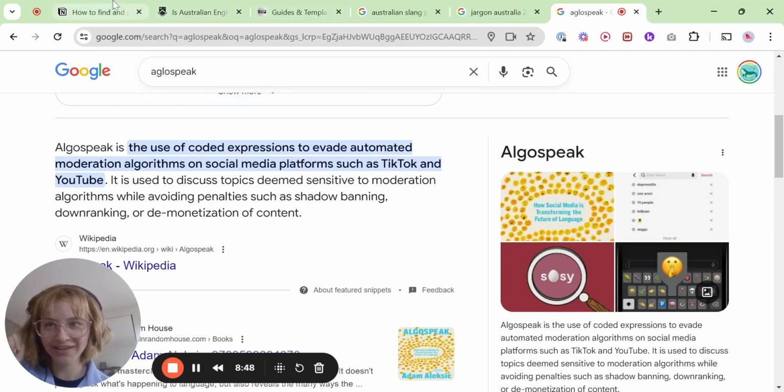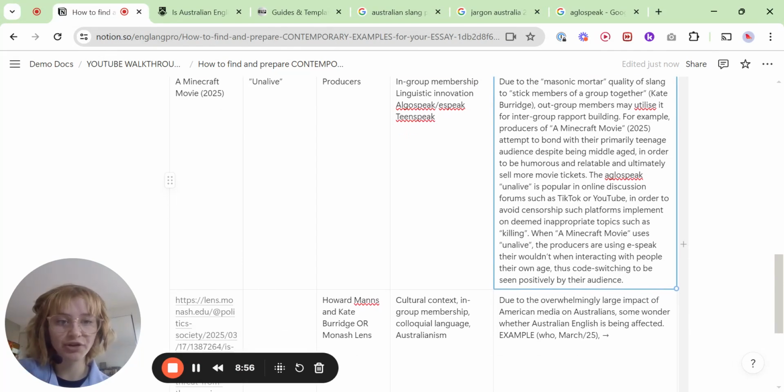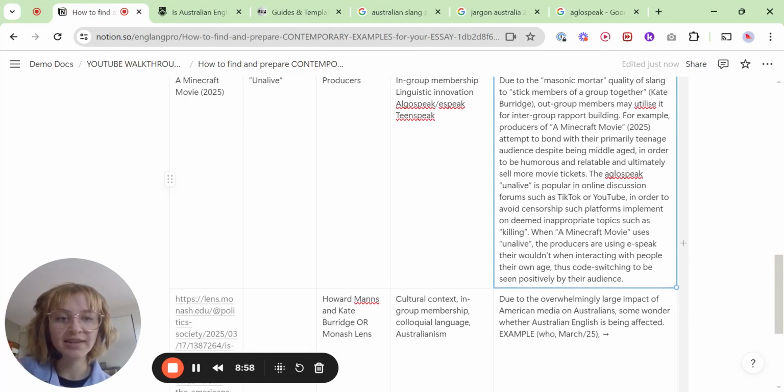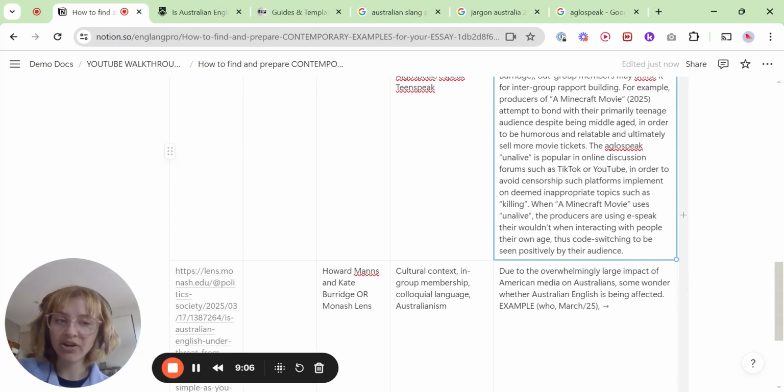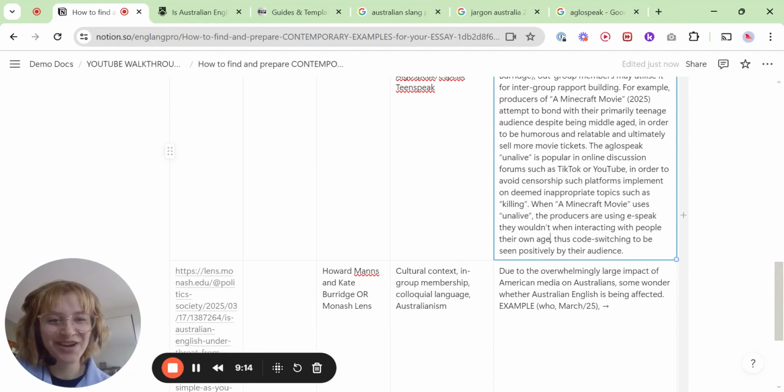But let's get back to the analysis. So, the algospeak unalive is popular in online discussion forums such as TikTok or YouTube in order to avoid censorship such platforms implement on deemed inappropriate topics such as killing. When a Minecraft movie uses unalive, the producers are using e-speak, they wouldn't... See, this is why it's important to read through your writing. They wouldn't when interacting with people their own age, thus code switching to be seen positively by the audience.